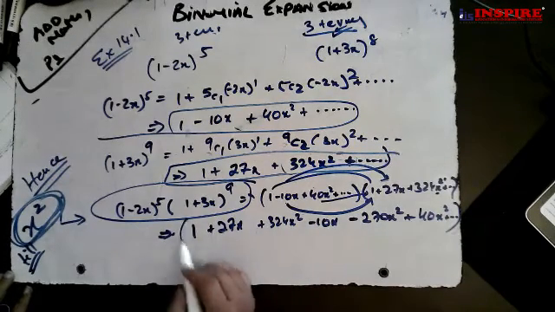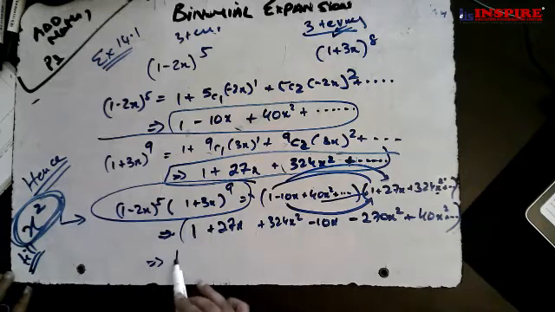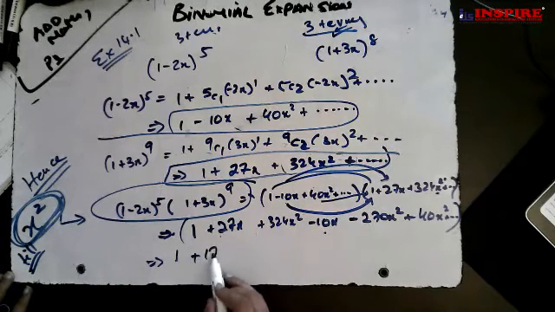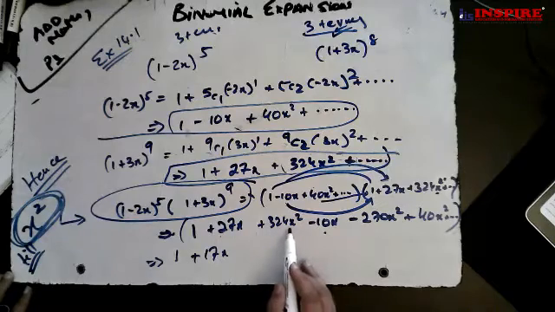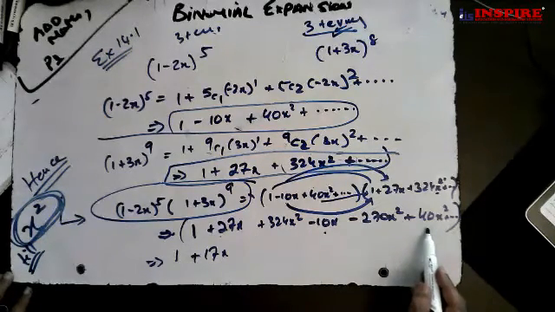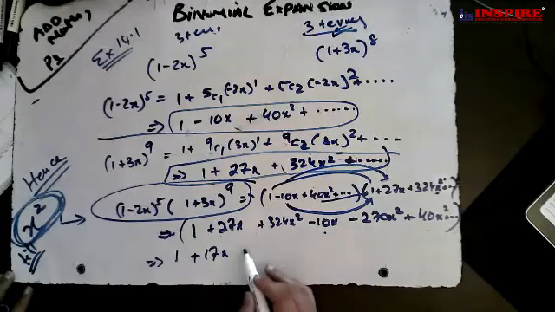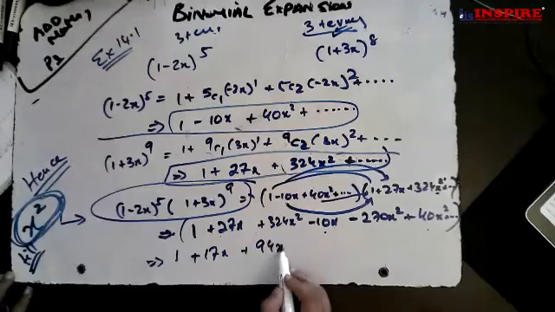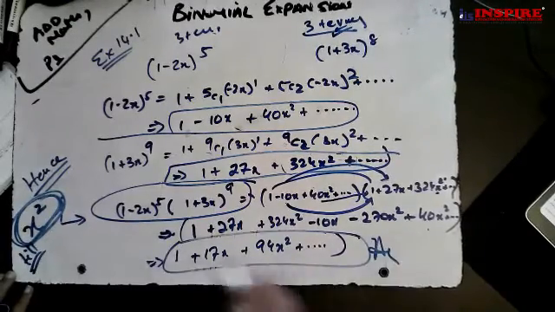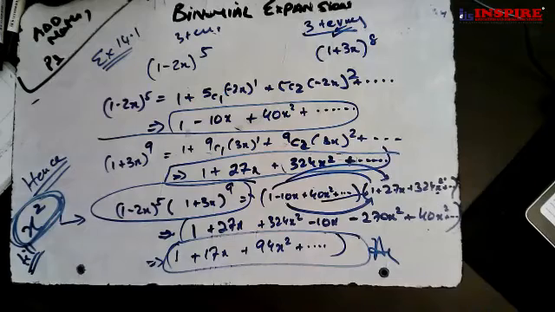That means you have 1, 27x minus 10x is 17x. Now pick up your calculator. 324 minus 270 plus 40 is 94. Plus 94x squared plus dot dot dot, and that's your answer.